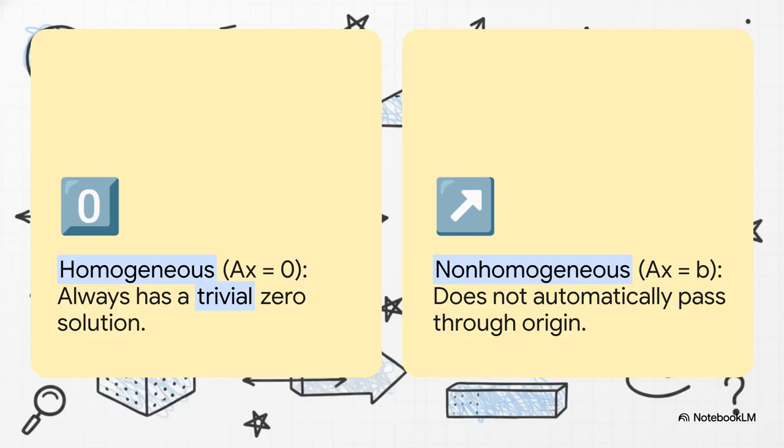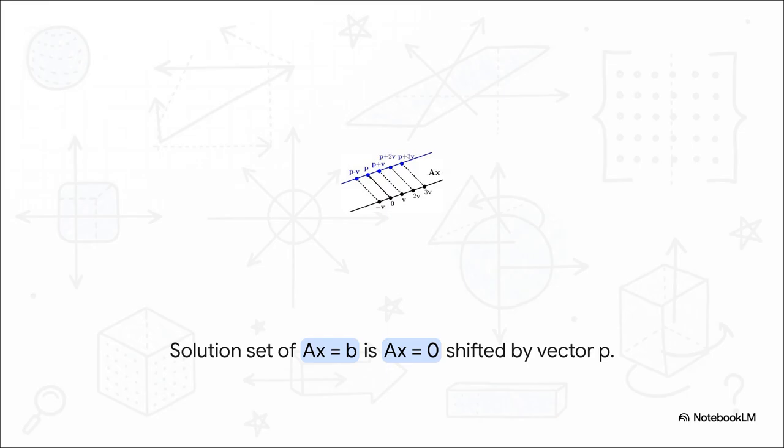A non-homogeneous system, on the other hand, is set equal to some vector b. It doesn't automatically pass through the origin, so it requires a bit more investigative work on our part. But here is where the absolute magic happens. This is basically our visual climax for the day. If a non-homogeneous system actually has a solution, that solution set is the exact same shape and structure as the homogeneous system, just shifted through space. You literally just take the flat line or plane of the homogeneous solution and you slide it over by one specific vector, which we call p. It's just a really beautiful geometric translation.